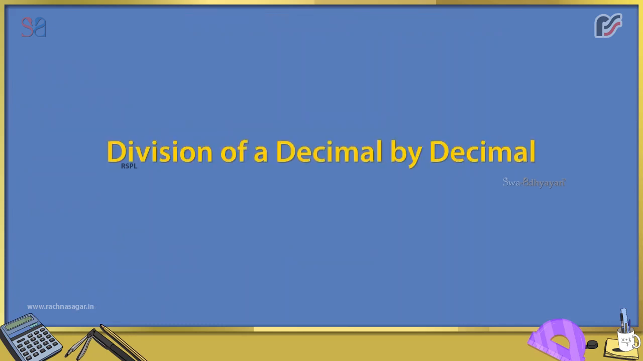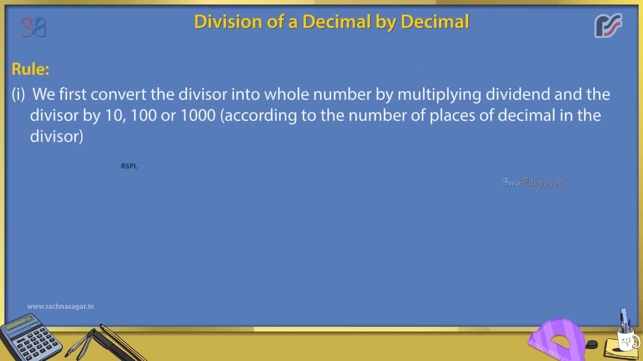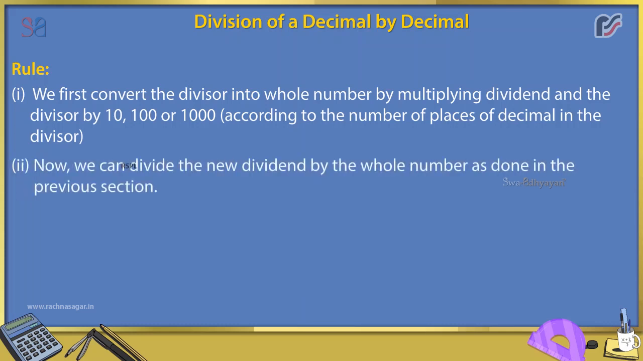Division of a decimal by a decimal. Rule 1. We first convert the divisor into a whole number by multiplying the dividend and the divisor by 10, 100 or 1000 according to the number of decimal places in the divisor. 2. Now, we can divide the new dividend by the whole number as done in the previous section.